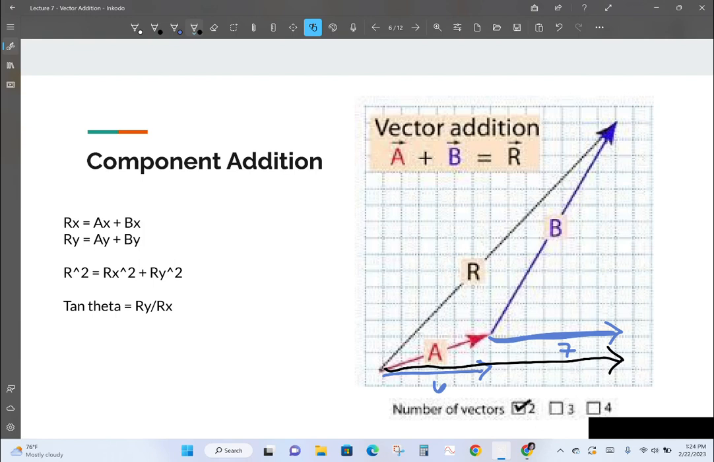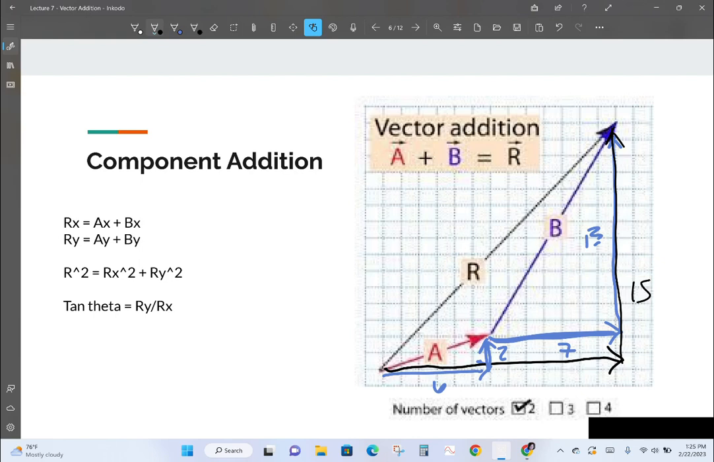So the y component for A is 2. And the y component for B is 1, 2, 3, 4, 5, 6, 7, 8, 9, 10, 11, 12, 13. 13. Let's draw in the y component for R. We'll start there and go all the way up to where it ends. If I count those, 1, 2, 3, 4, 5, 6, 7, 8, 9, 10, 11, 12, 13, 14, 15. It's 15.